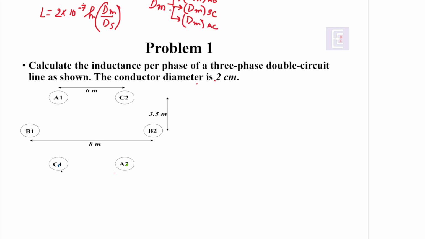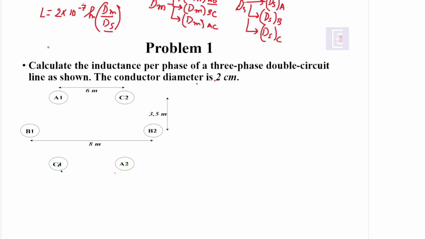Once you have done, you need to come to this term ds. So what is self distance? When you calculate, you need to first compute the self distance of phase A. Then you need to calculate the self distance of phase B. And lastly, the self distance of phase C. Now we need to figure out, when you calculate the mutual distance between A and B, what are the different possible distances existing between the A and B phases.